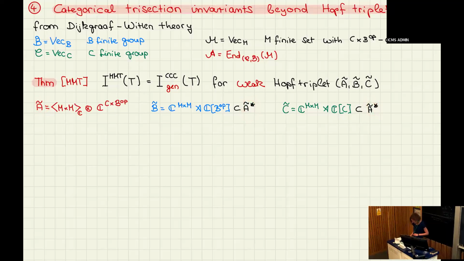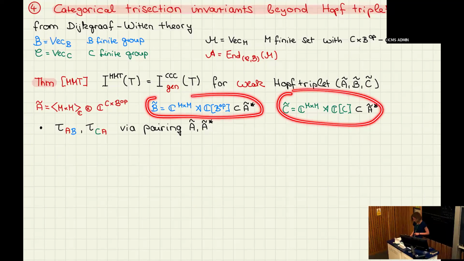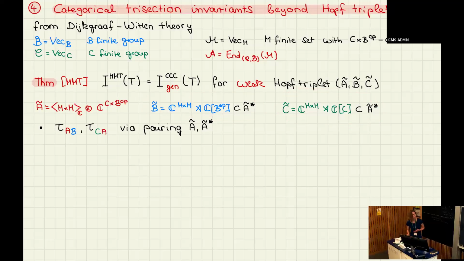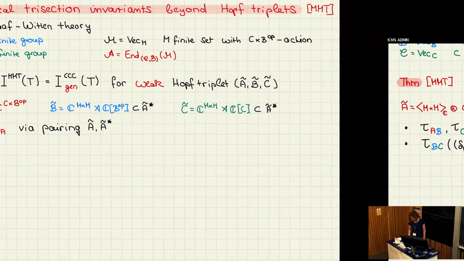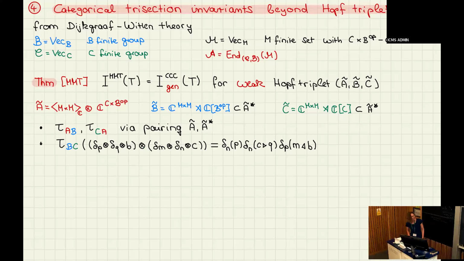Okay, then we need to talk about skew pairings. Well, as these here are contained in the dual of the other, we can just take the canonical duality pairing between A tilde and A tilde star. So this is just Hopf algebra duality. And the other one is more tricky. This one needs to be really defined. And this pairing is written like here.